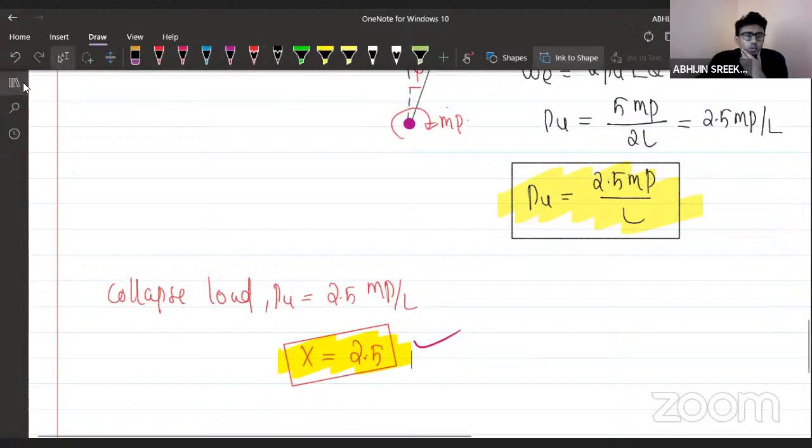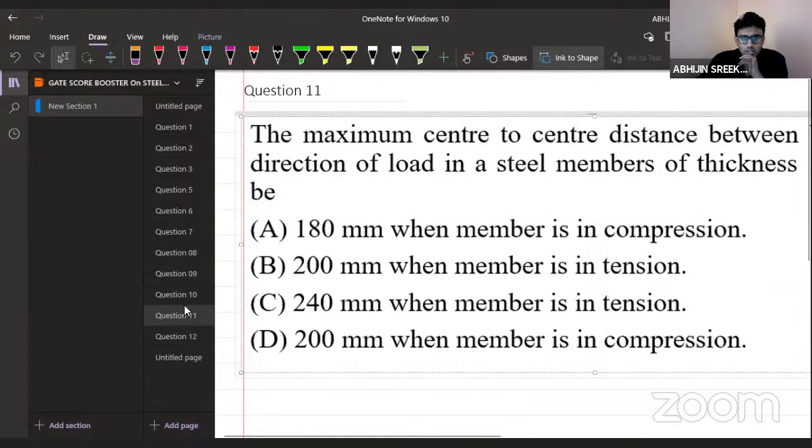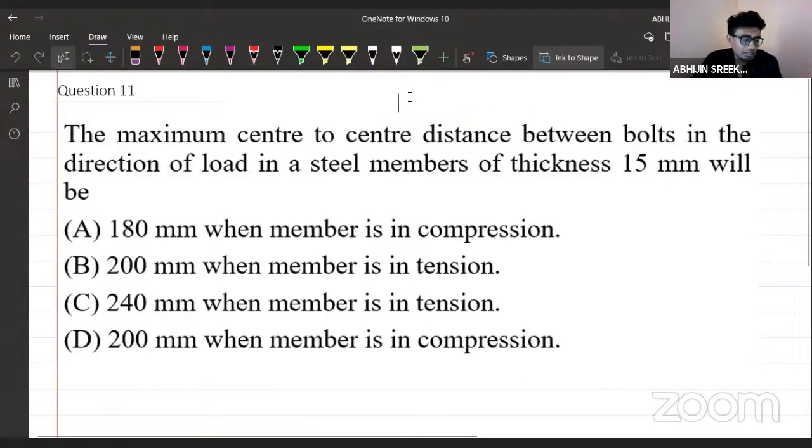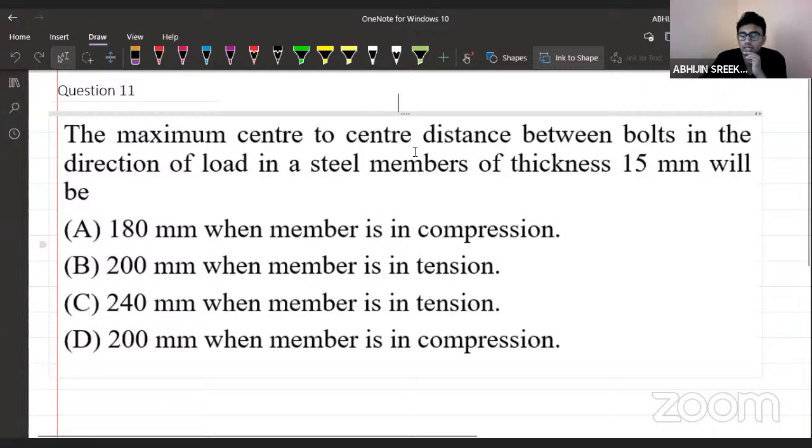Yes. And one more question. I need you to solve this question also. Let's discuss a question from tension member and compression member. Read this question once. It's a very interesting question, and we can expect such kind of questions in GATE exam. Go through it once, everyone, please.